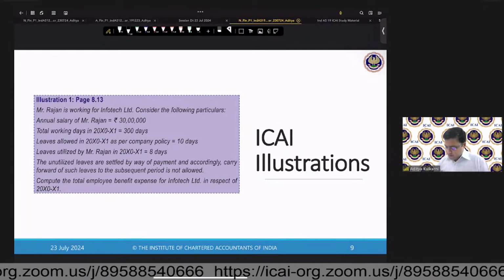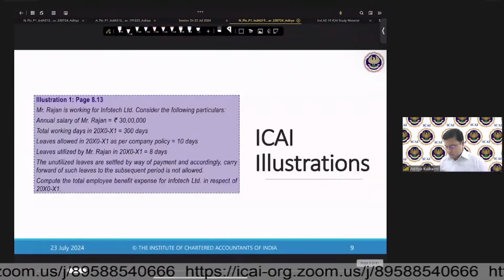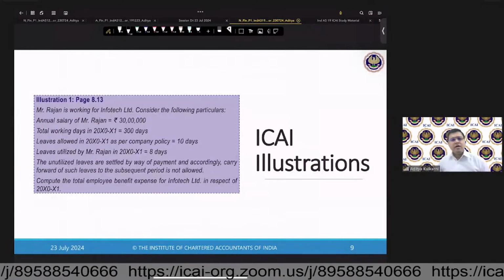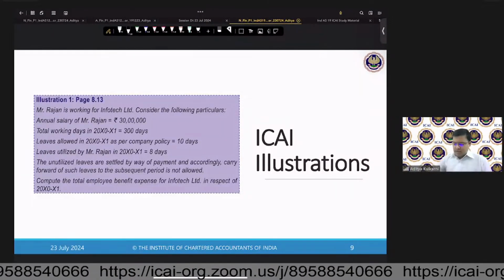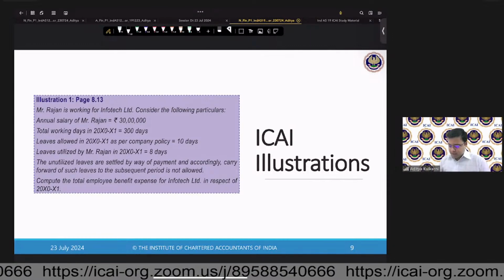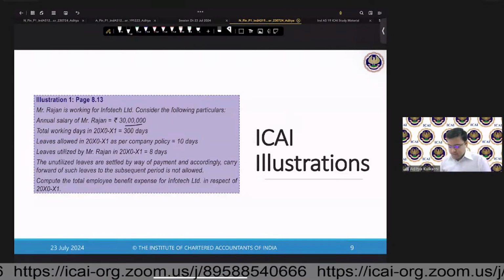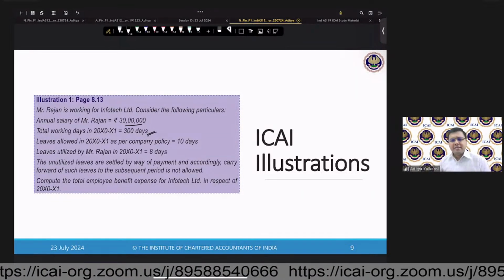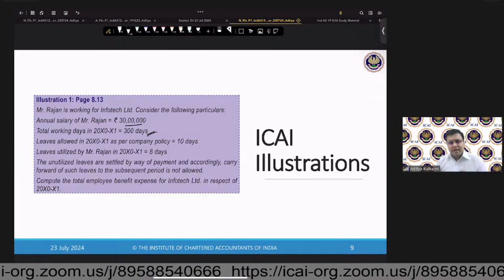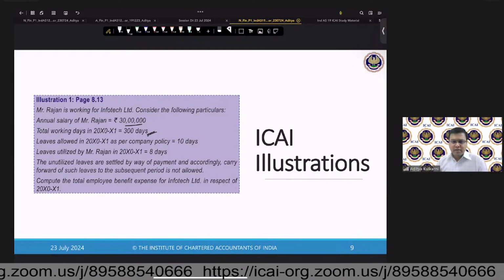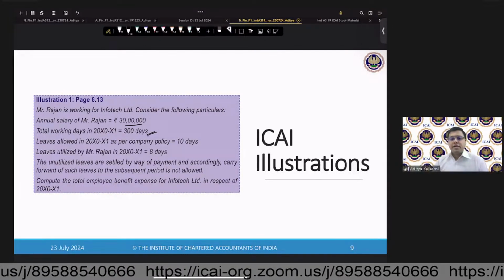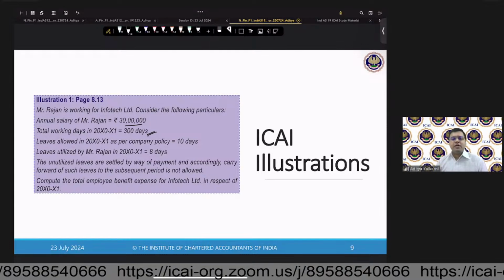So let us proceed further. We will quickly look at one or two questions on how this is done, so that we can understand the logic. So Mr. Rajan is working for Infotech Limited. Consider the following particulars. Annual salary 30 lakhs, working days 300. This is a very simple example basically to explain how the accounting happens. In real situations you don't have such kind of workings. This is just to make you familiar with the reasoning behind these provisions.